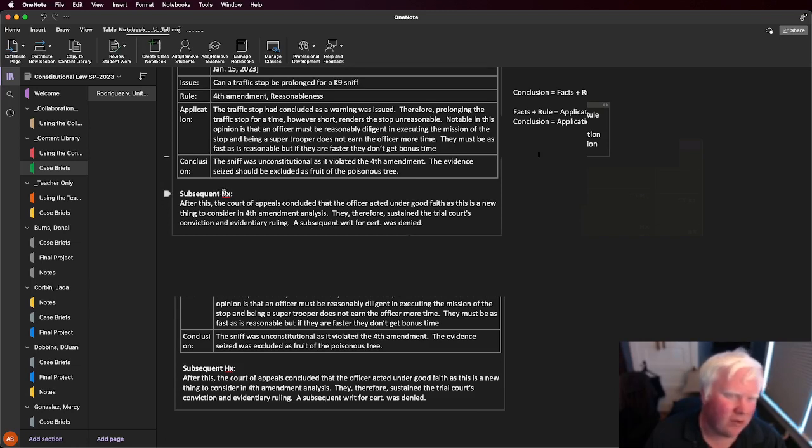I also like to include subsequent history. Some people put it in as follow-up. Subsequent history is going to be what happened after the case was decided. In Rodriguez, it's important because poor Rodriguez lost in the end. After this, the Court of Appeals concluded that the officer acted under good faith, as this is a new thing to consider in Fourth Amendment analysis. They therefore sustained the trial court's conviction and evidentiary ruling. A subsequent writ for cert was denied.